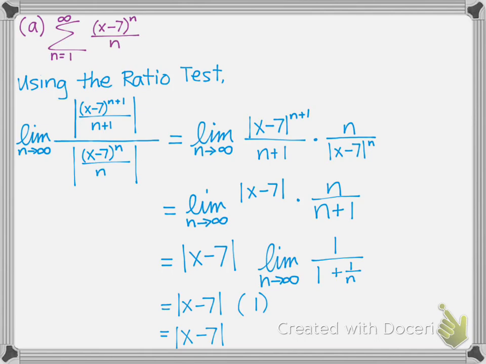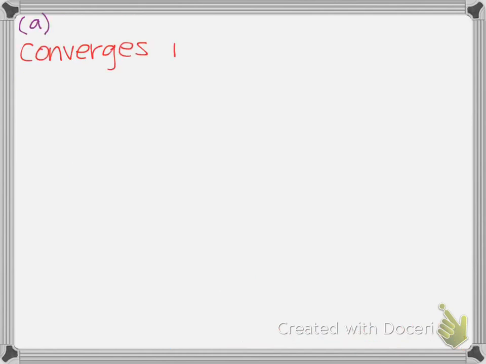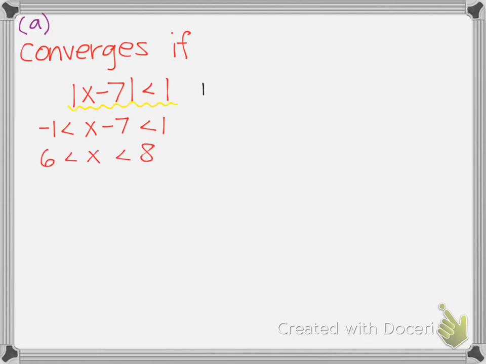If I consider the ratio test, I know that this will converge if it is less than 1. Continuing with this problem, I know it's going to converge if that is less than 1. So that would mean that x minus 7 has to be between -1 and +1. And if I add 7 to both sides, I get that x has to be between 6 and 8. Notice what I just underlined right there.